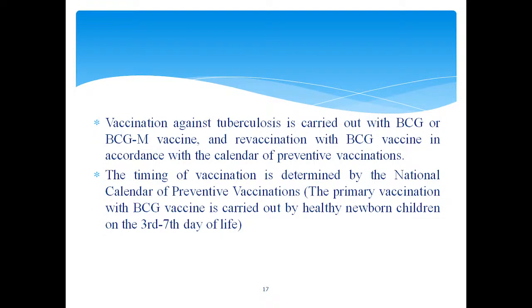Vaccination against tuberculosis is carried out with BCG or BCG-M vaccine, in accordance with the schedule of preventive vaccination. The timing for vaccination is determined by the national schedule of preventive vaccination. Usually, it's the third to seventh day of life.